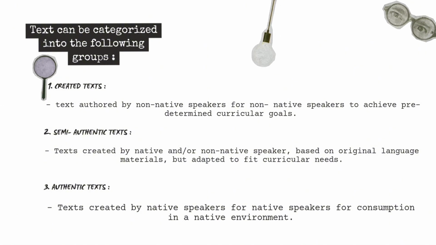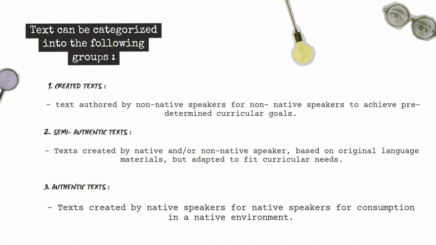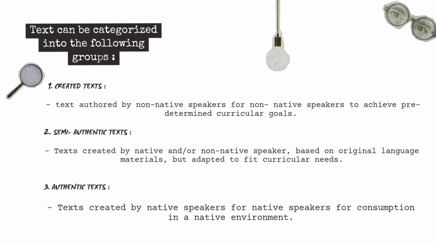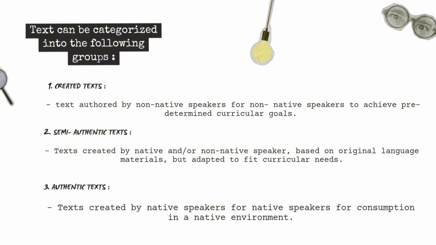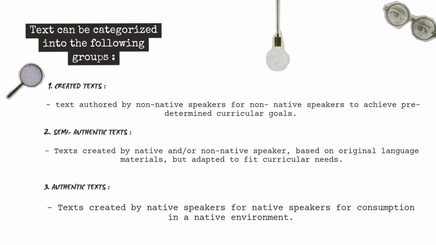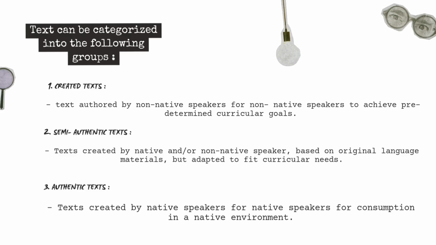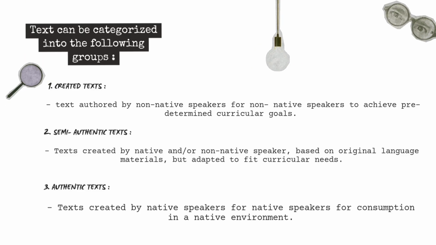The last one is the authentic text. This text is created by native speakers for native speakers for consumption in a native environment. Other examples for this are materials, a film or a text written by a native English writer for his or her native reader. It only focuses on the native reader.